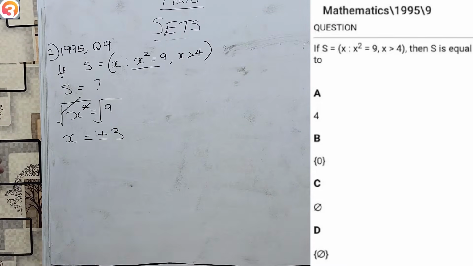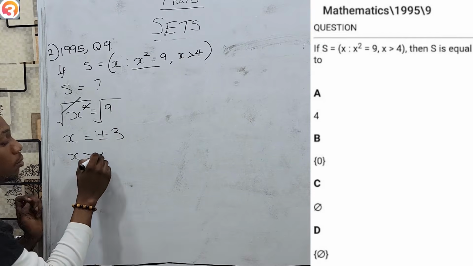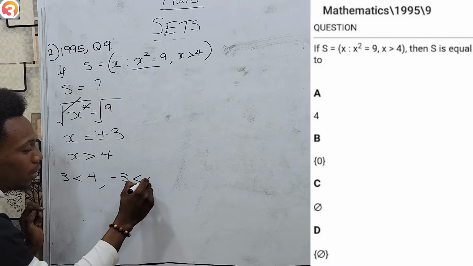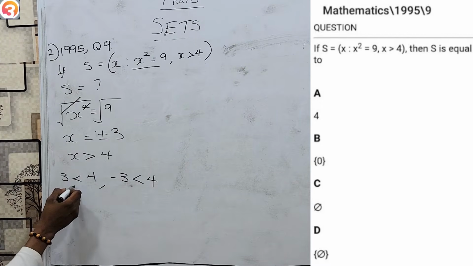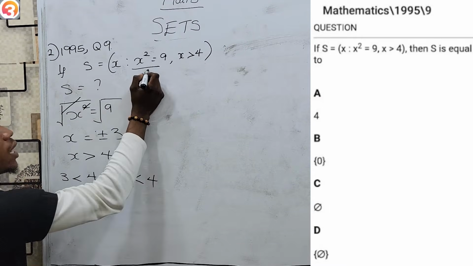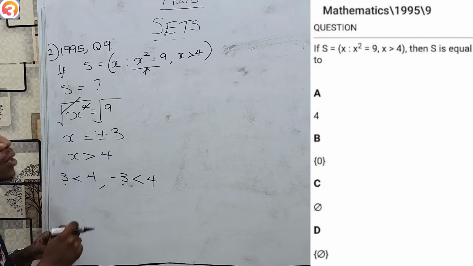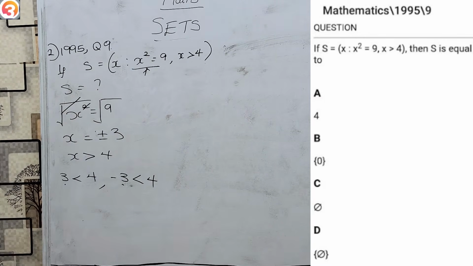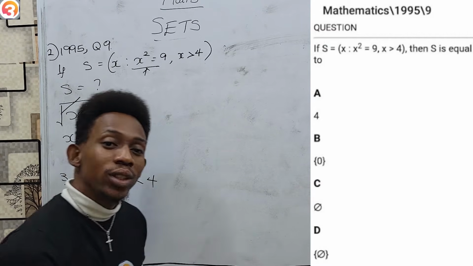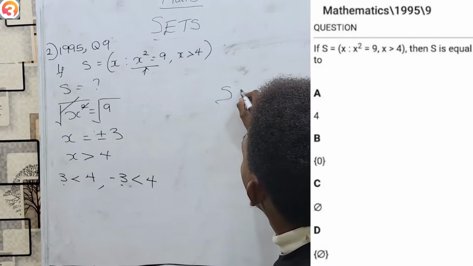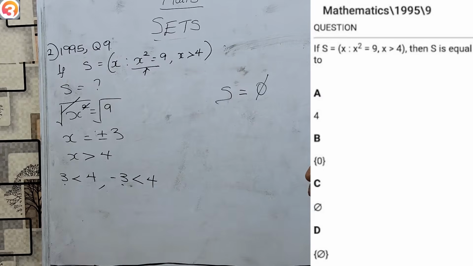But then lies the problem. As you can see, I'm told x must be greater than 4. 3 is less than 4. Minus 3 is also less than 4. That means between the two elements which satisfy the first equation, which are 3 and minus 3, neither of them can satisfy the second condition, which says they have to be greater than 4. And automatically, if nothing can satisfy it, that means I am dealing with a null set, an empty set, nothing is included in it. And consequently, S must be an empty set.